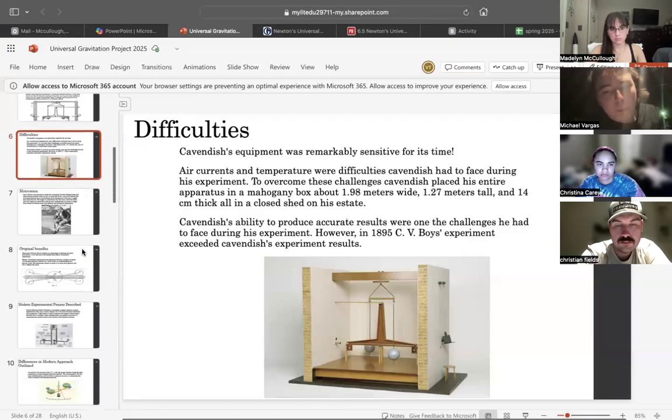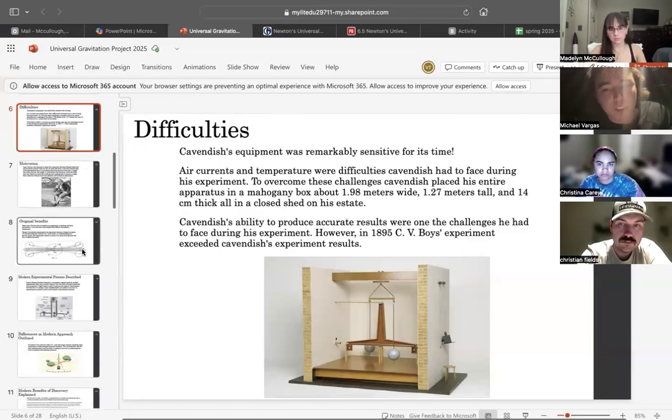Cavendish's ability to produce accurate results was one of the challenges he had to face during his experiment. However, in 1895, C.V. Boys' experiment exceeded Cavendish's experiment results.